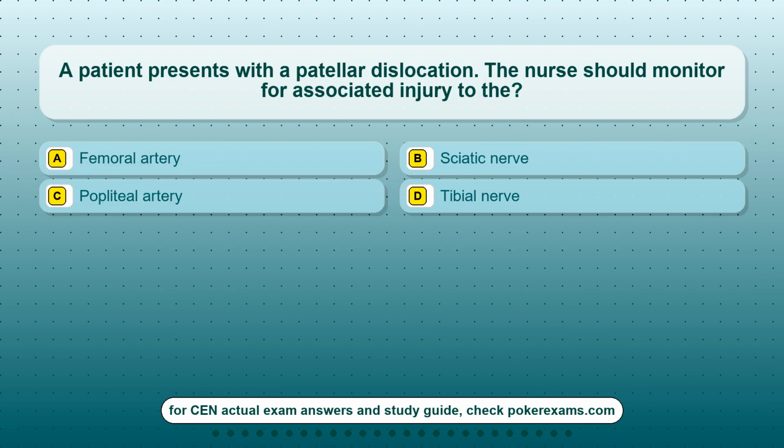Question 8. A patient presents with a patellar dislocation. The nurse should monitor for associated injury to the Option A, femoral artery. Option B, sciatic nerve. Option C, popliteal artery. Option D, tibial nerve.